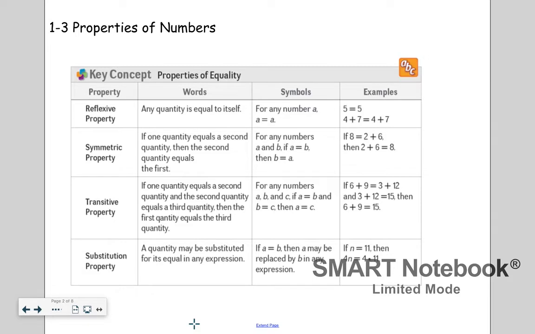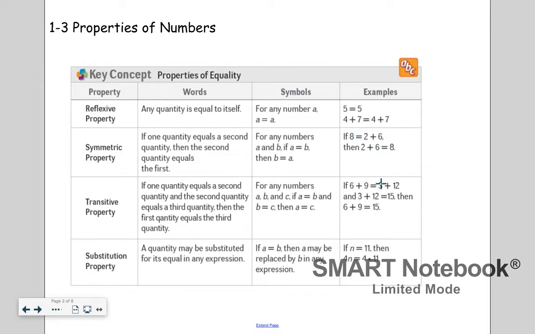So the reflexive property, you can see that here. It basically just says that something equals itself. You'll see the same thing on both sides of the equals sign, exactly the same thing, and in the same order. The symmetric property says that you can flip things over the equals sign and it still means the same thing.